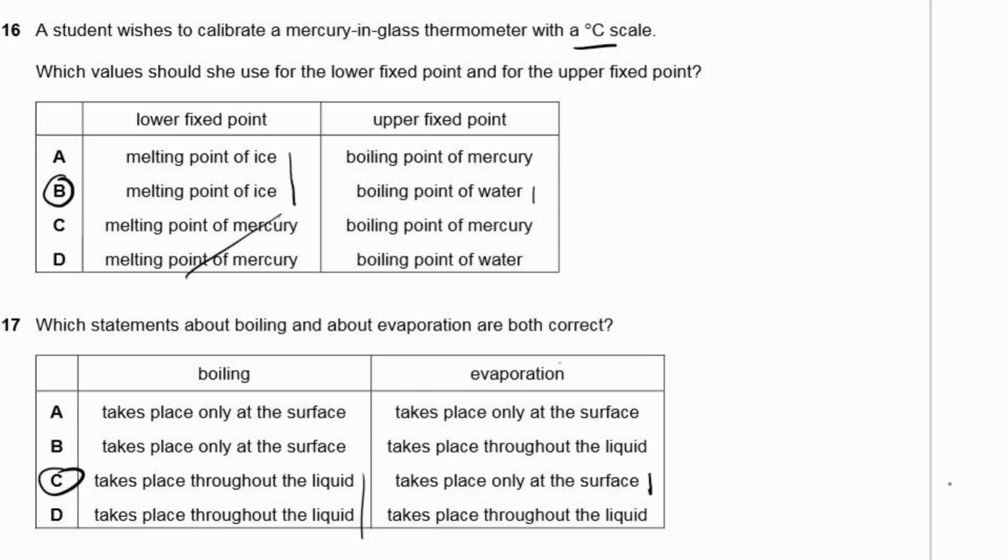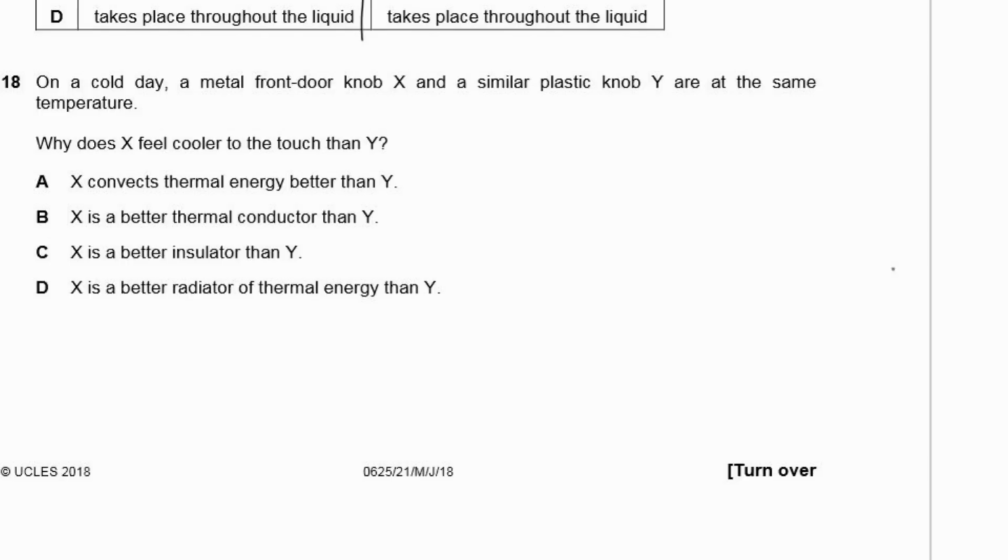Right, let's move on. 18. On a cold day, a metal doorknob X and a similar plastic doorknob Y are at the same temperature. Why does X feel cooler to the touch than Y? Well, it's because it's very good at conducting heat away from your hand.